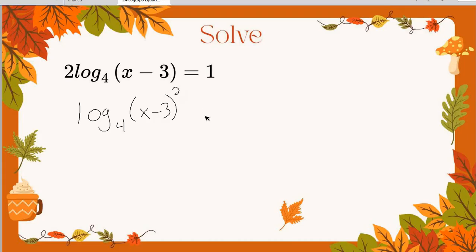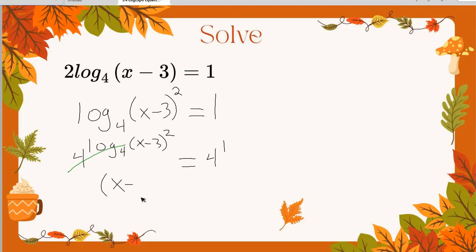So I get that. Yes? Okay. What's my base here this time? 4. So I'm going to rewrite both sides now as an exponent with a base of 4. And the whole reason we do that is because now my 4 and my log 4 go away, and I'm just left with the exponent. And 4 to the first is just 4.